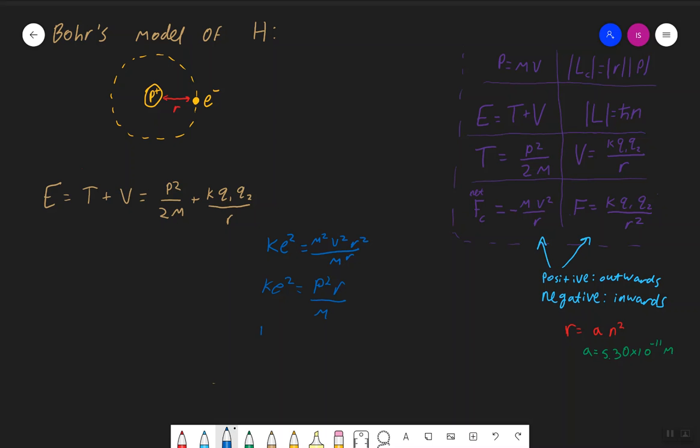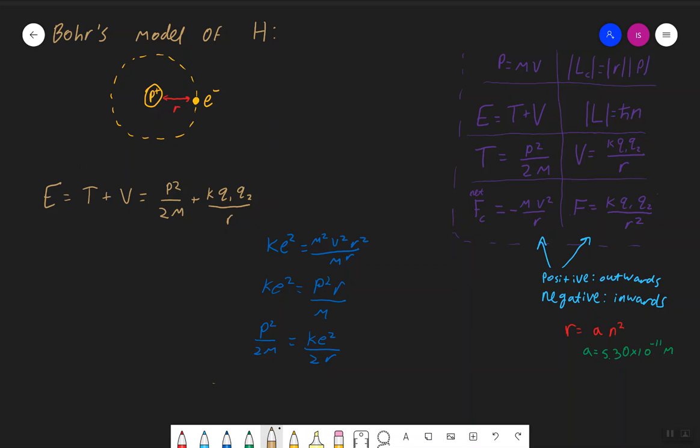Now we can show that P squared over 2M equals Ke squared over 2R. All we have to do is divide both sides by 2R. We get P squared over 2M equals Ke squared over 2R. So that apparently is our expression. We just have to go back to the previous derivation to find our expression for P squared over 2M.